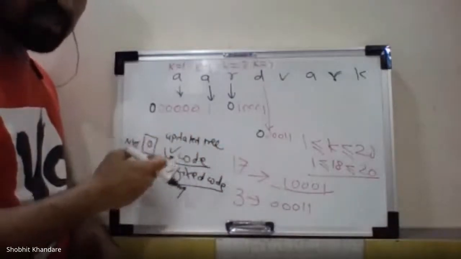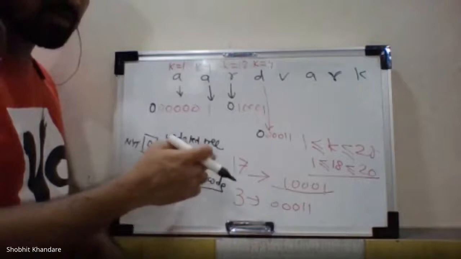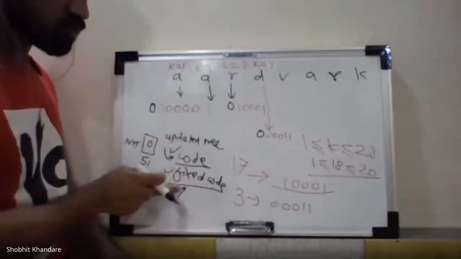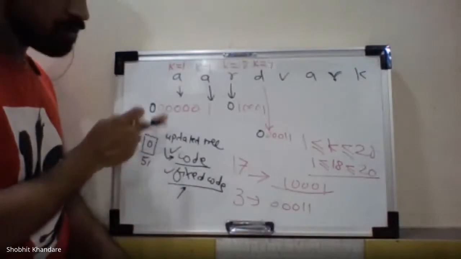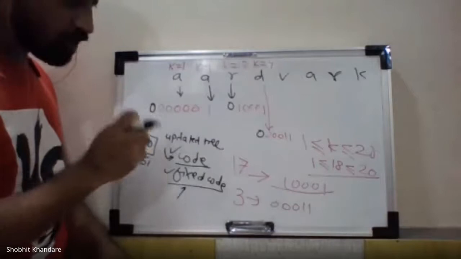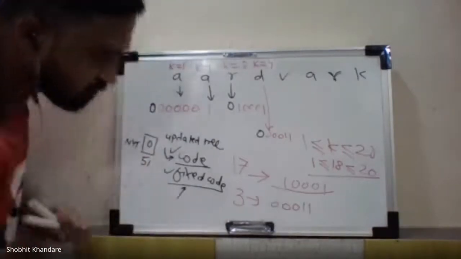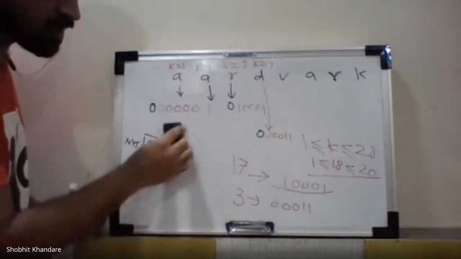Or if it is greater than 2R, then you have to write down the representation in the form of K minus R minus 1. Okay, so that is how you get the fixed code. So in that case, no need to refer to the updated tree. But when you talk about only the code, you have to refer to the updated tree. Okay, now if this is clear, we'll start writing down now.